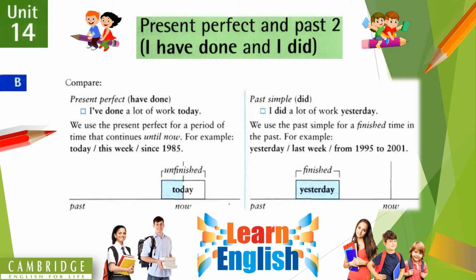We use the past simple for finished time in the past. For example, yesterday, last week, from 1995 to 2001. You see, past, and then you have yesterday, and then now. The time you can see. The action finished in the past. When was the past? Yesterday, over.